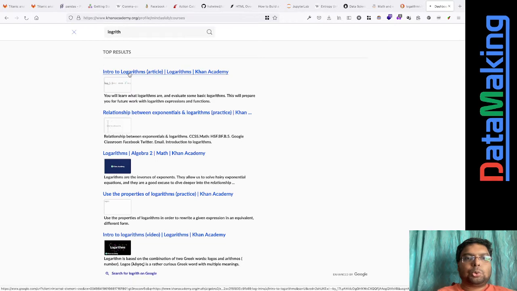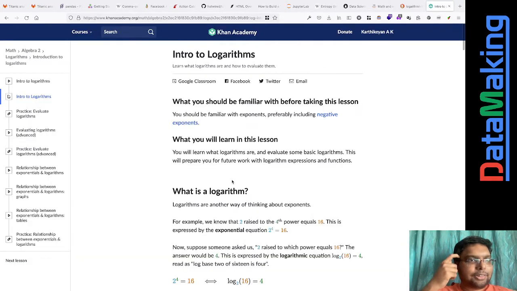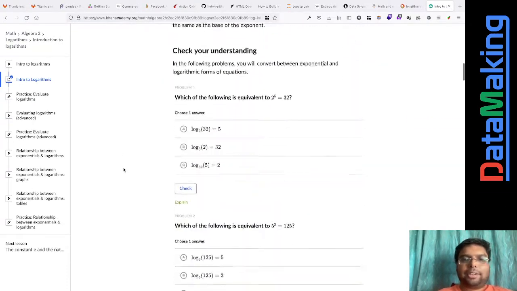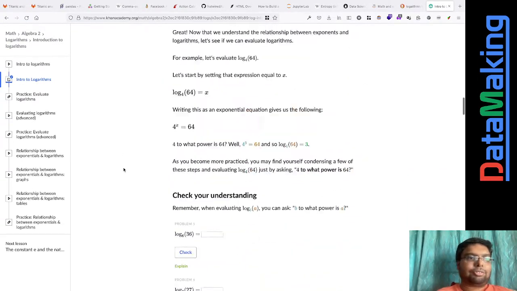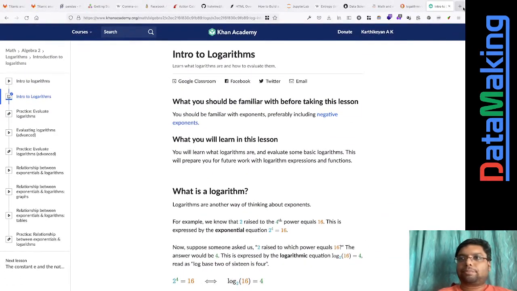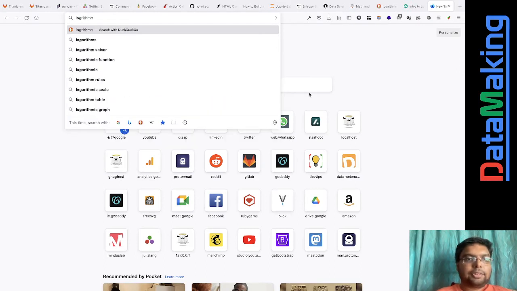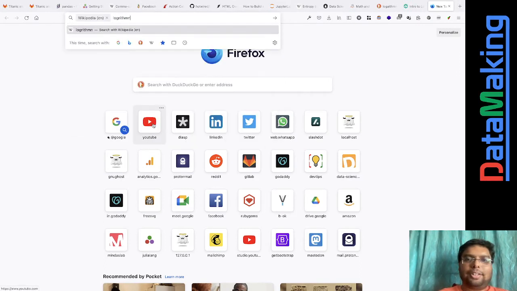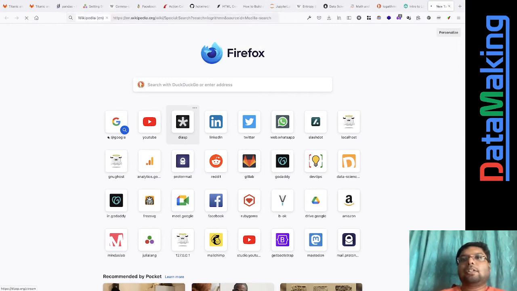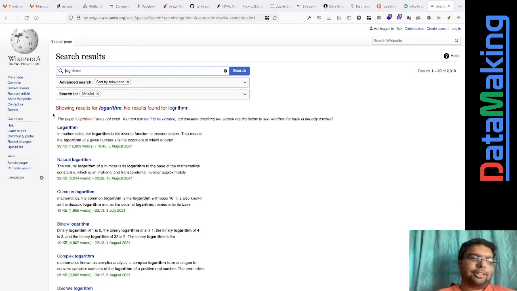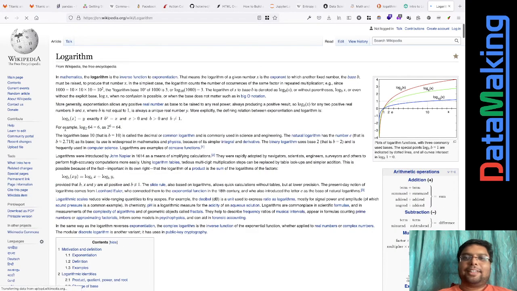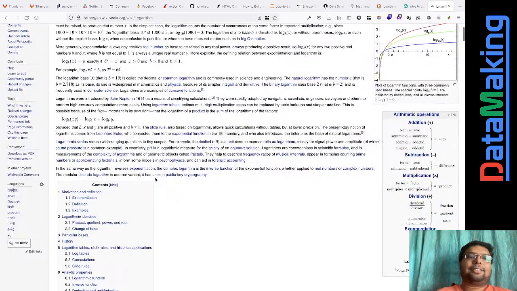So you just go to introduction to logarithms and try to learn it, or try to learn it from Wikipedia and all those. If you don't know logarithms, you should learn from scratch. But I don't want to go deep into logarithms, because this is not a very pure mathematical class.